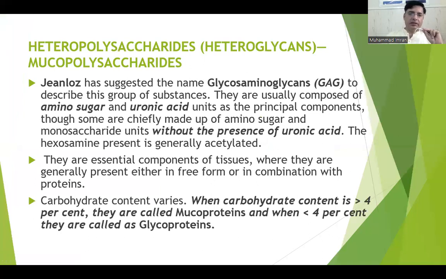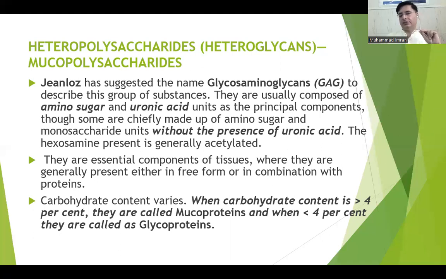Jeanloz, a scientist, suggested the name glycosaminoglycans. Glycosaminoglycans are also known as heteropolysaccharide or mucopolysaccharide. They are usually composed of two things. One, an amino sugar, which may be glucosamine or galactosamine, or maybe the acetylated form, N-acetylglucosamine or N-acetylgalactosamine. And with an acid, either glucuronic acid or iduronic acid, as the principal component.